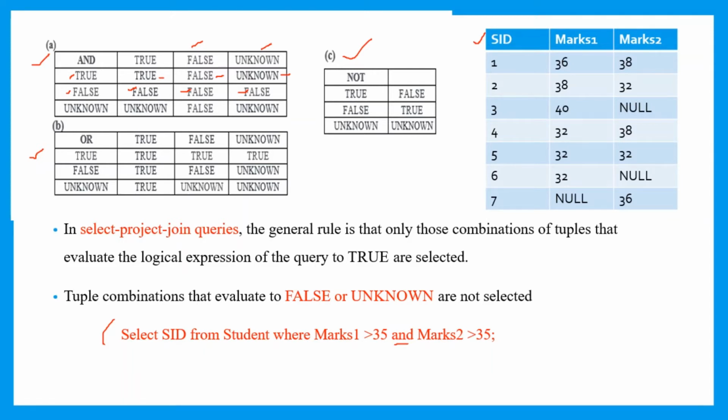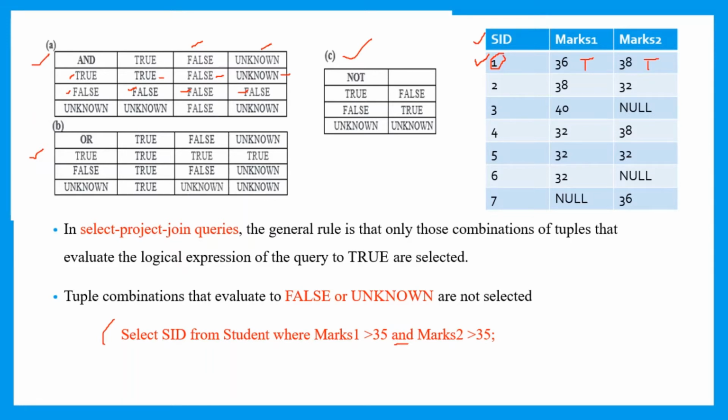Now when I execute this query, the first row gets selected. Marks 1 is 36. Here the result is true. And marks 2 is greater than 35. Yes, 38 is greater than 35. So this is true. True and true gives the result true. So this query returns the student ID as 1.